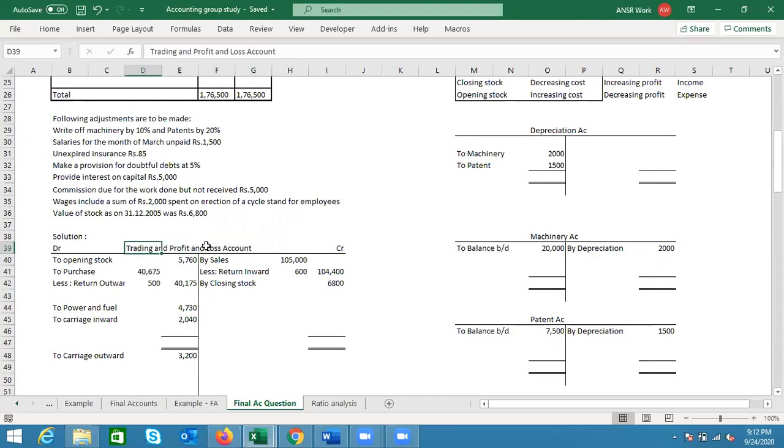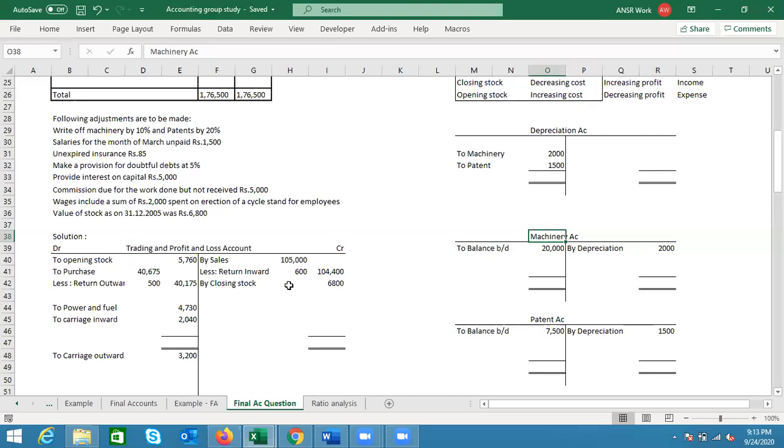If you remember, whenever we are posting an entry in the ledger, I had told you it is similar to a journal entry. You just have to read it in a certain way. Whatever is posted in the debit side, we can read as trading and profit and loss account debited to opening stock. Then we can say trading and profit and loss account credited by sales account, which is nothing but sales account is debited to trading and profit and loss account. Here, when the depreciation account was there, machinery account is credited by depreciation, which is nothing but depreciation account is debited by machinery account. Can you guys relate to that?